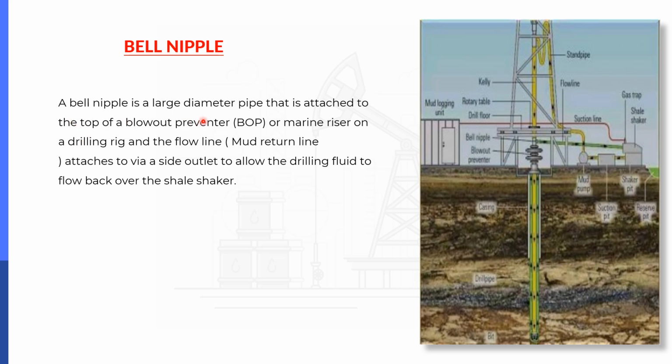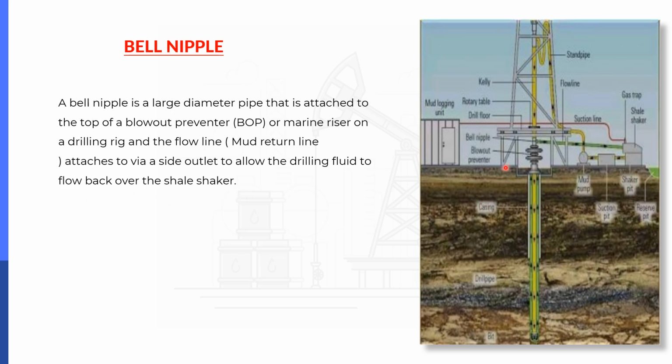A bell nipple is a large diameter pipe that is attached to the top of the blowout preventer or marine riser on a drilling rig, and to the flow line, the mud return line. Flow line is also called the mud return line. It attaches via a side outlet to allow the drilling fluid to flow back over the shale shaker.